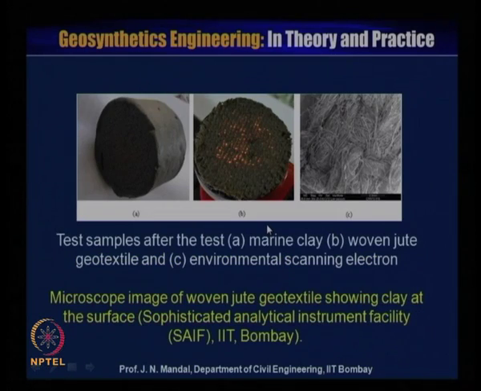So, this is some microscopic image of the oven jute geotextile showing clay at the interface. This is done in the sophisticated analytical instrumental facility SAIF in IIT Bombay. In the test sample after the test, A is the marine clay and B is the oven jute geotextile material, and C you can see is the environmental scanning electron microscope image. So, what is happening? Just to see their structure and their behavior.